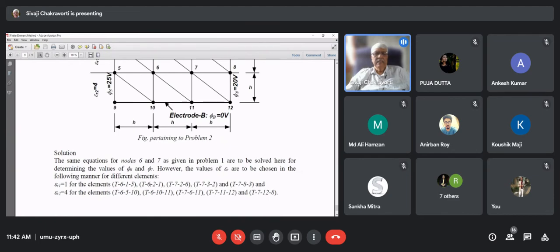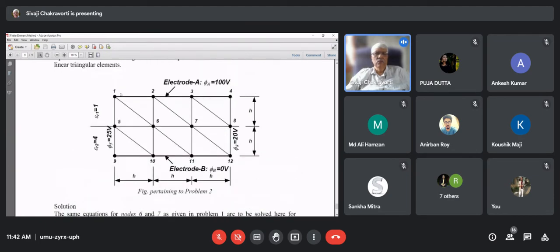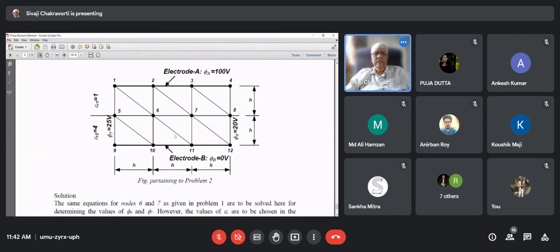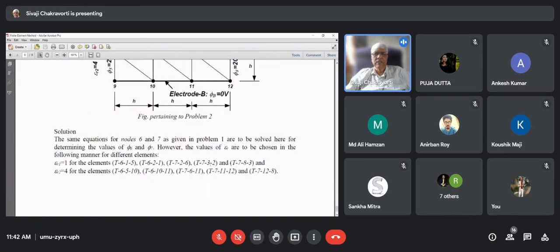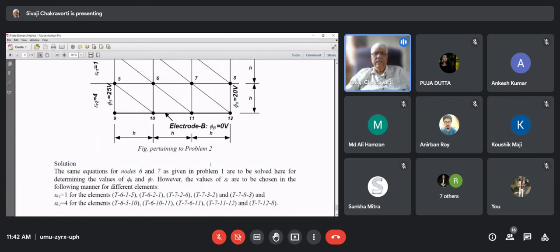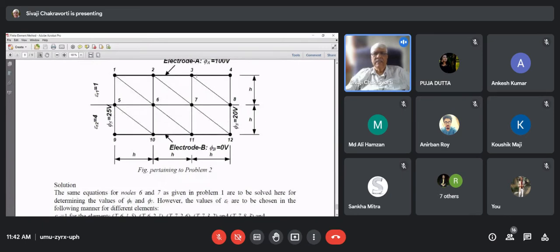Then triangle 6 to 1. Here also epsilon r is 1. Then triangle 7 to 6. Then triangle 732, here at the bottom. And triangle 783. Please remember, our target is only node 6 and node 7. So we are interested in only those triangles to which the node 6 and node 7 belong.